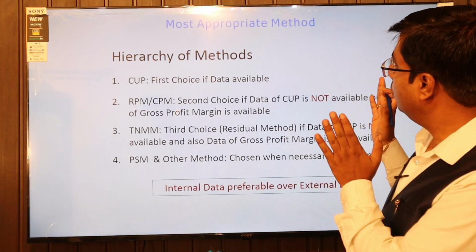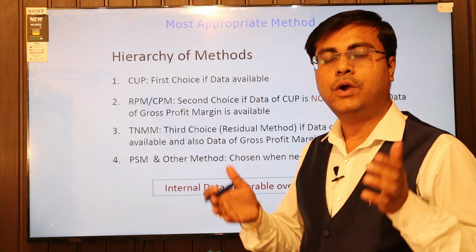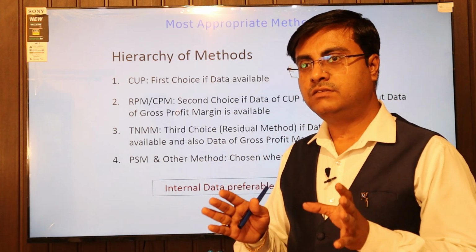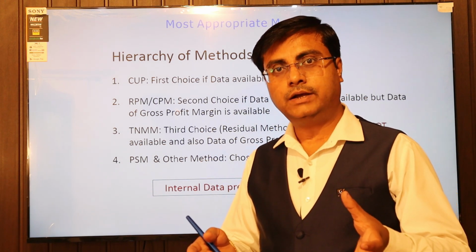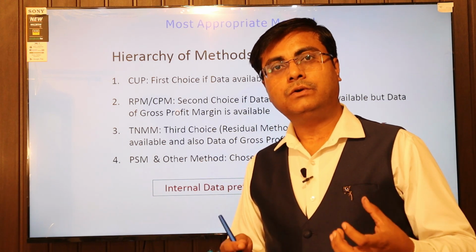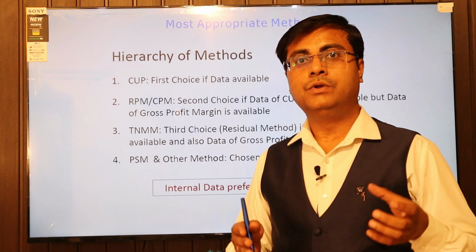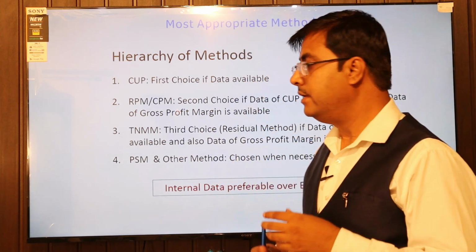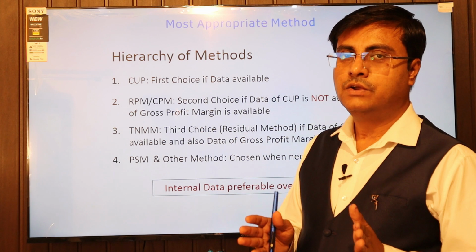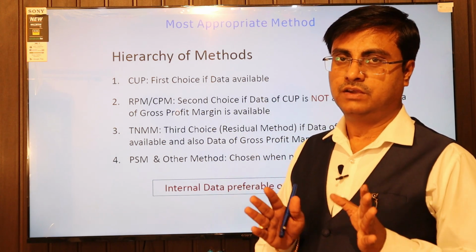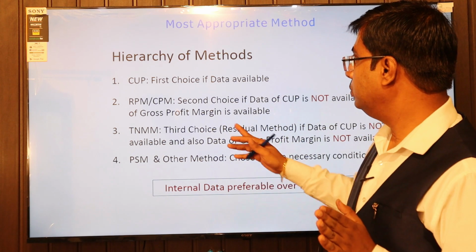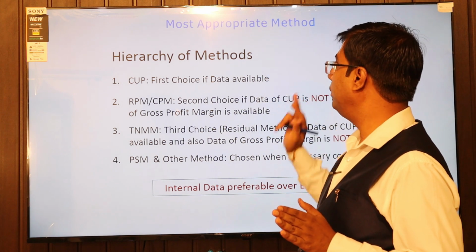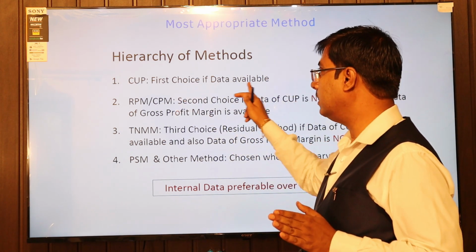So what is the most appropriate method? This is the question. You have to prepare the TP study based on your FAR analysis. You have to see what functions are actually performed by this Indian entity, whether they have employed assets also, what risks they are involved in, and what risks are taken by the foreign entity. Based on the FAR analysis, we will see which method is best and whether data is available. Suppose we choose CUP as the most appropriate method, first choice if data is available.